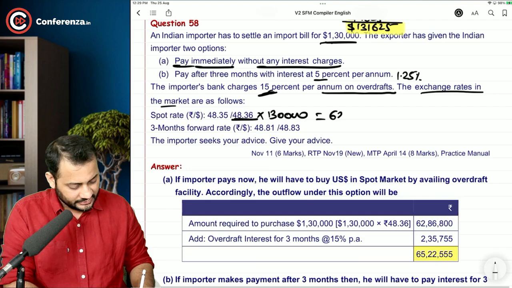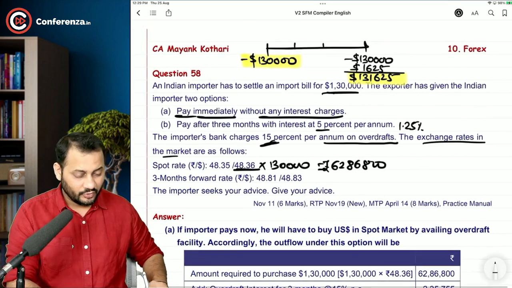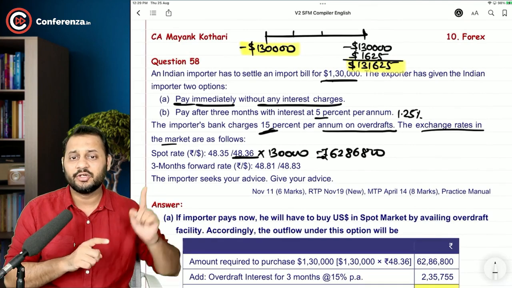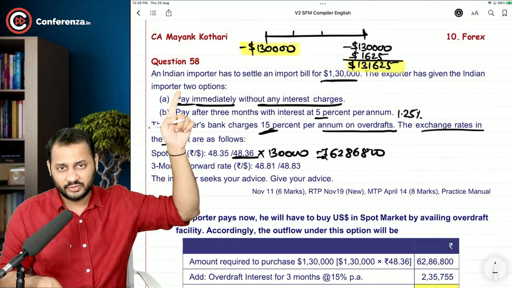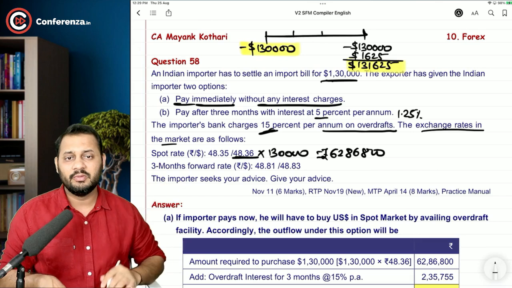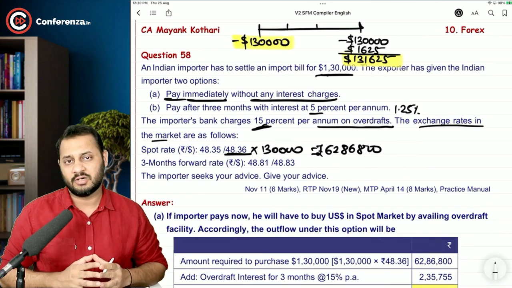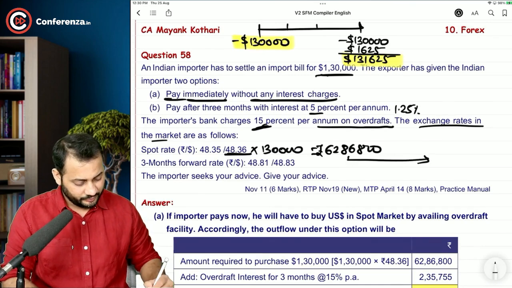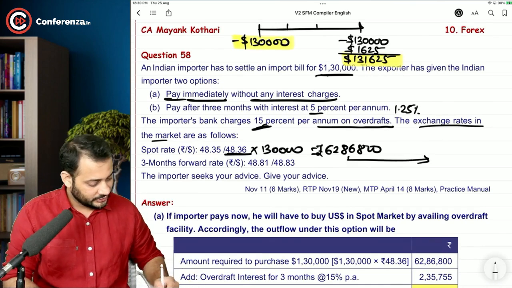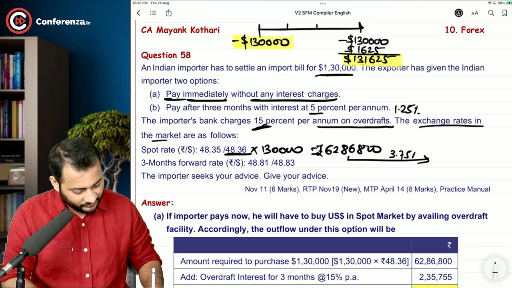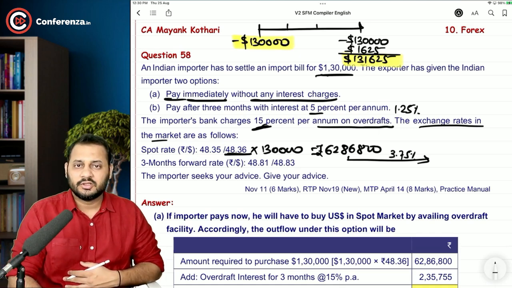So that comes to 62,86,800 rupees. Now you will have to arrange this much in rupees in order to buy this dollar and make the payment to the supplier. But now you will be bearing an interest cost of 15% on this amount. For 3 months, it is going to be 15 divided by 4, that means 3.75%. This is the interest cost.